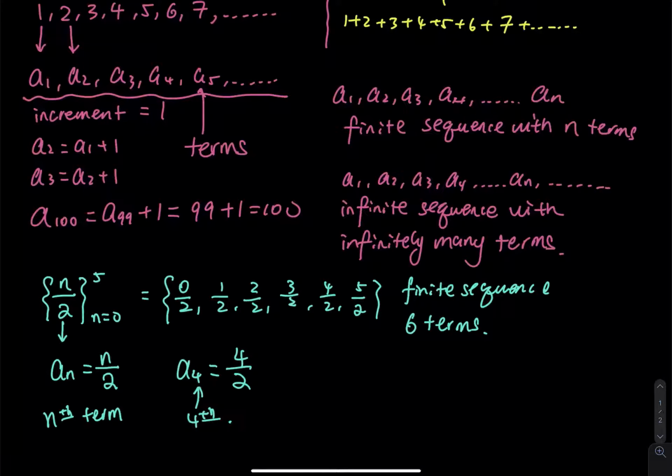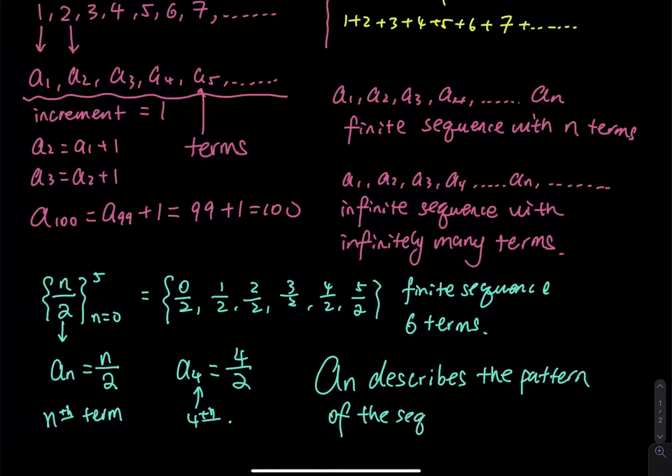What does the an stand for? This an is very important. We will have to use this a lot in this lesson. This an describes the pattern of the sequence. All right, an describes the overall pattern of this sequence. So this is a finite sequence.